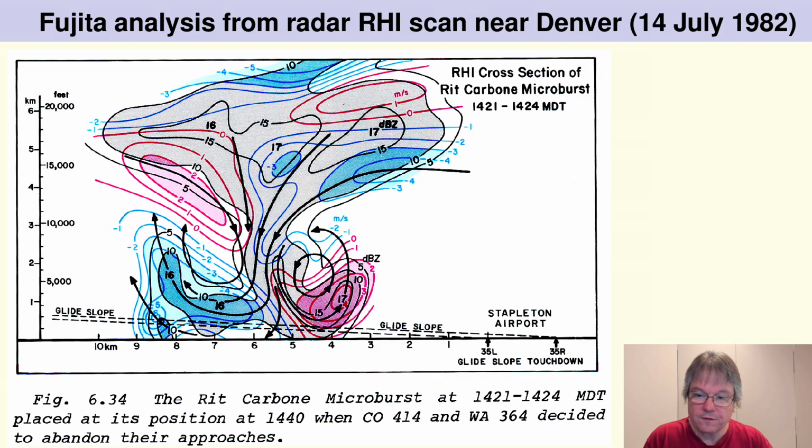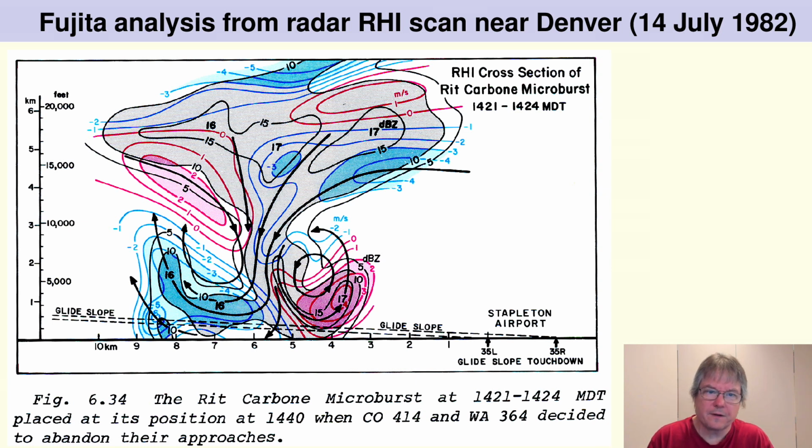Here's another observation of a microburst. This was near Denver, 14 July 1982. Vertical cross section again. You can kind of make out what looks like downward motion, and then one side here, you got one side there. It kind of looks like what you'd expect with the downdraft and some outflow.